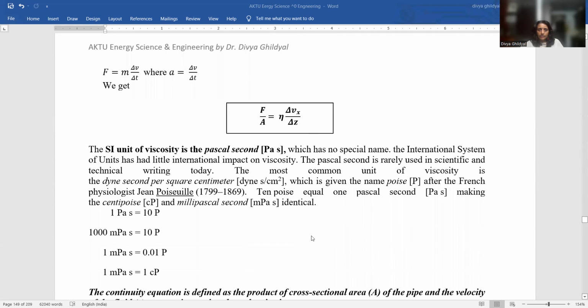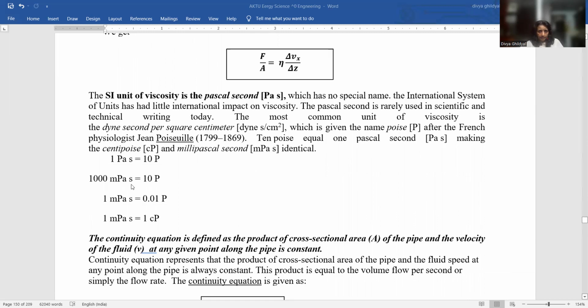So the standard unit of viscosity is Pascal second, and the most common unit of viscosity is dyne second per square centimeter, and this is known as poise. This can be asked in section A, define poise. And 10 poise is equal to 1 Pascal second. Here I have given a few relationships.